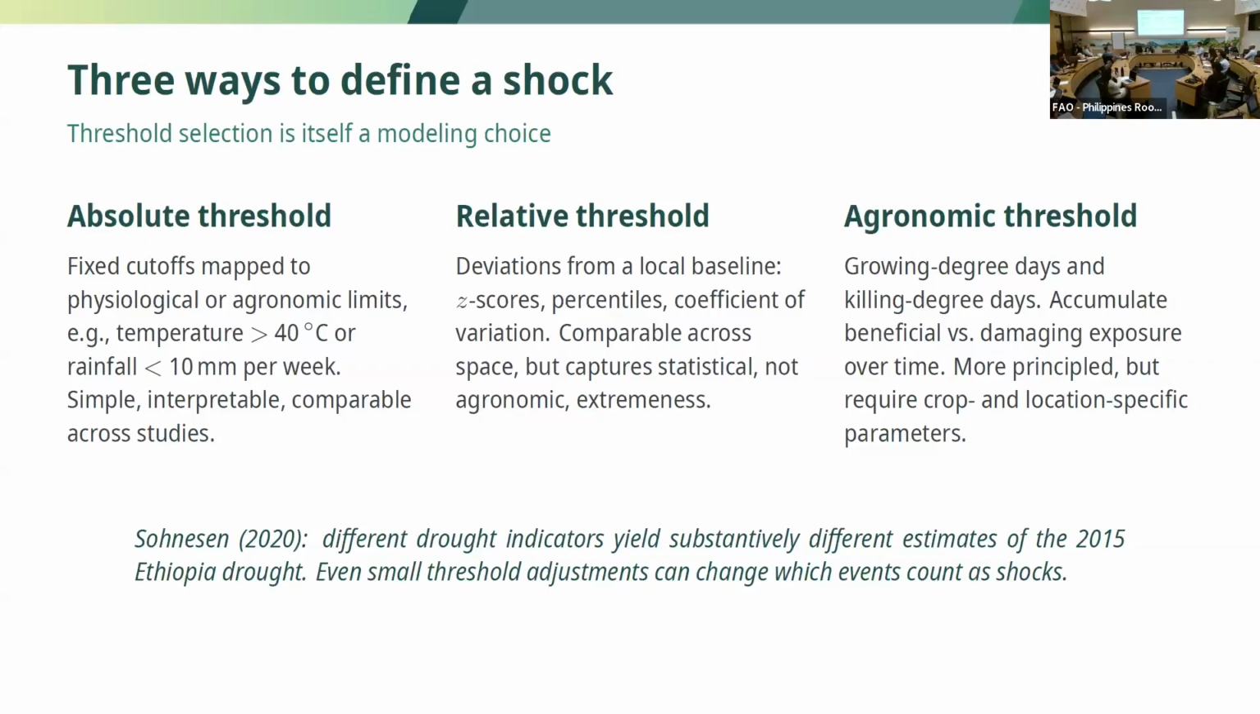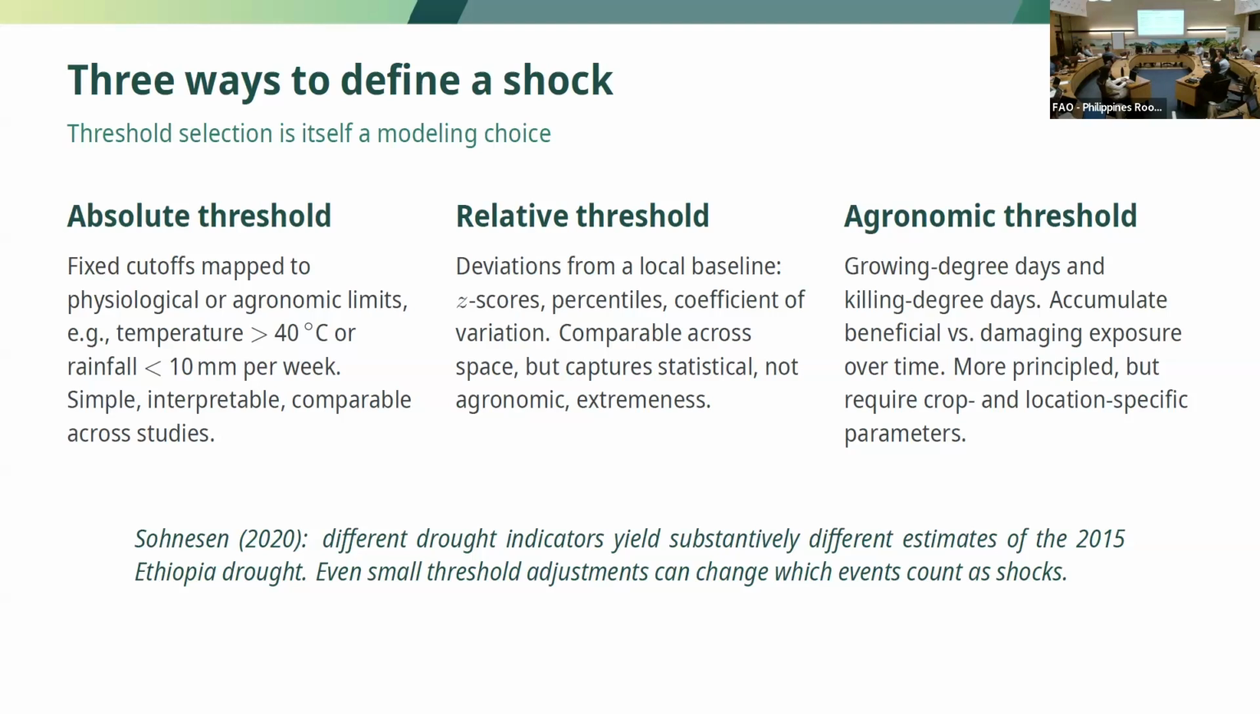These have the advantage of being comparable across space, but these are statistical rather than agronomic extremes. And then we have these agronomic thresholds, which can be really great. So this notion of growing degree days and killing degree days, that's this accumulation of effects over time, but it often also requires some crop and location specific information. And again, if you're using a particular product and the bias is up to 10 degrees, that can really matter for how you're accounting for growing degree days.